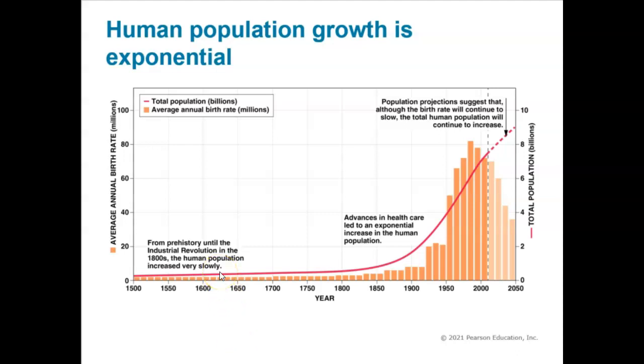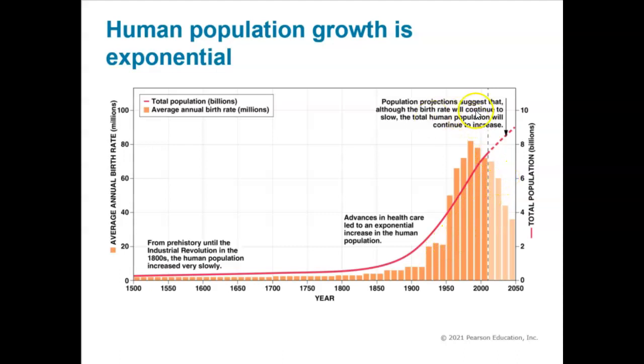From prehistory until the Industrial Revolution in the 1800s, the human population increased very slowly. So you can see the population was very low. Hadn't even hit 1 billion people. But advances in healthcare in the mid to late 1800s led to an exponential increase in the human population. And so we finally hit 2 billion people by around 1930, 1940, and then it just shot up from there.